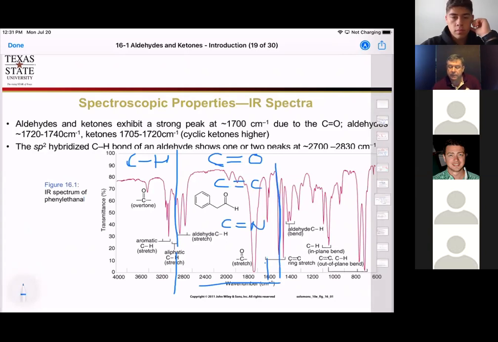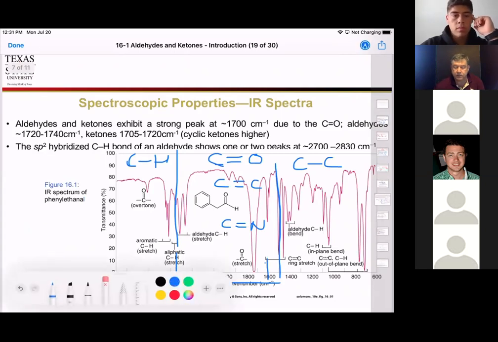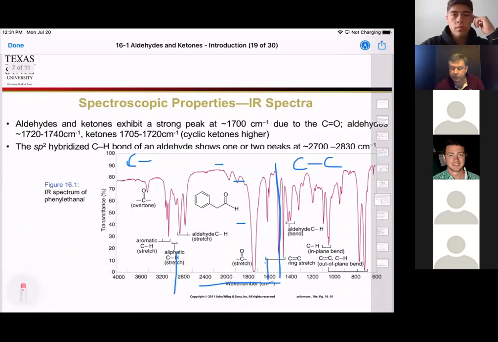And then below this, we tend to have our carbon-carbon single bonds, carbon-oxygen single bonds, etc. So when we look for aldehydes and ketones in this region, we're going to see a strong absorption peak around 1700 wave numbers, okay?